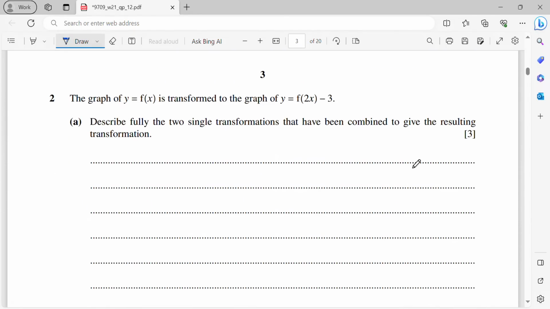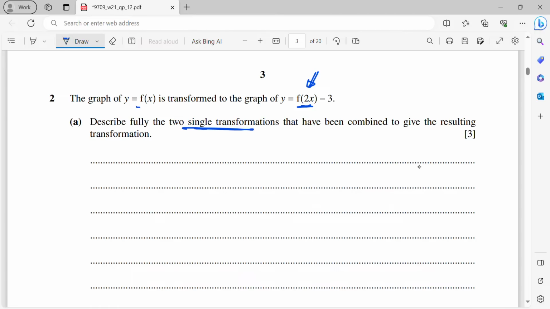Okay, now for question number 2. The graph of y equals f(x) is transformed to the graph of y equals f(2x) minus 3. Describe fully two single transformations that have been combined to give the resulting transformation. So from here, firstly, we have to refer to the f(2x). The f(2x) is basically the stretch in the x direction by the scale factor of half.